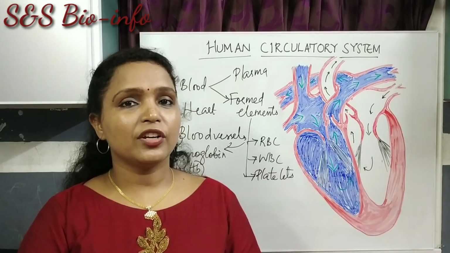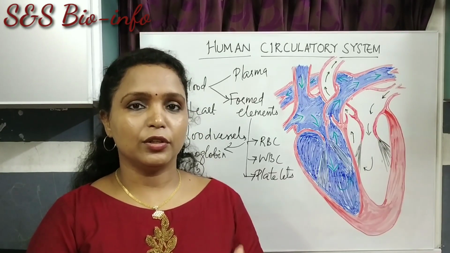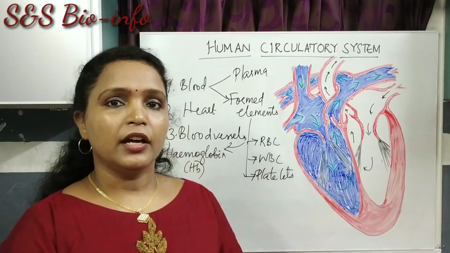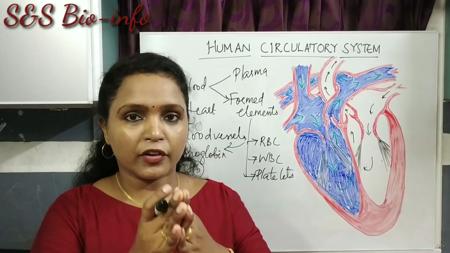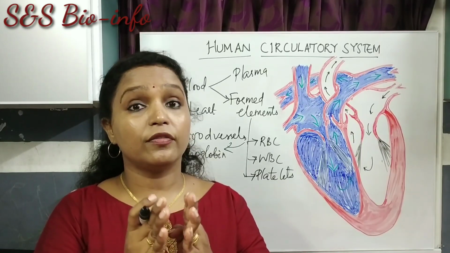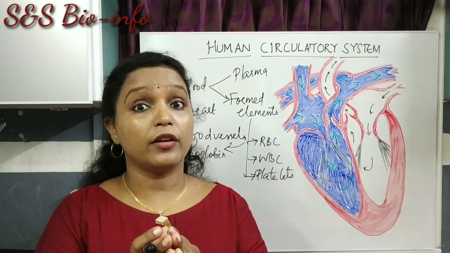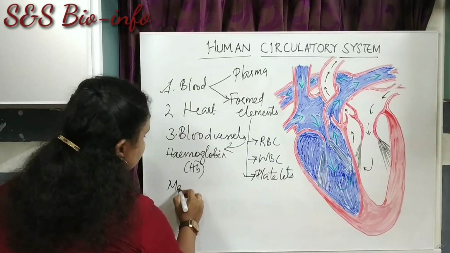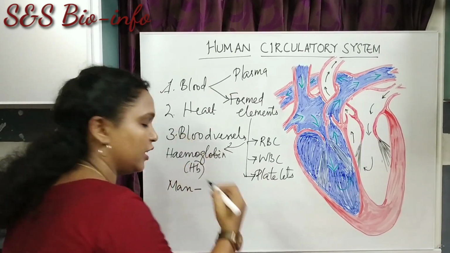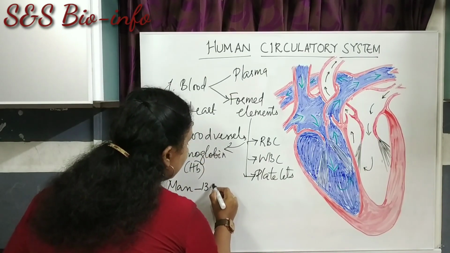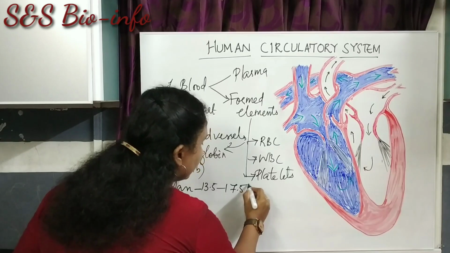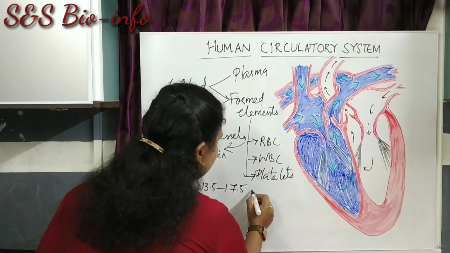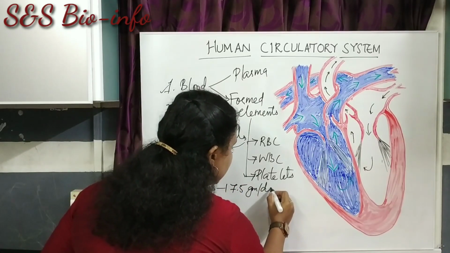Here I have mentioned the hemoglobin content of a normal man and a normal woman. In a normal man, the range is between 13.5 and 17.5 gram per deciliter.